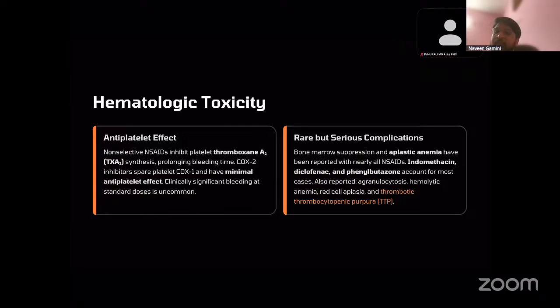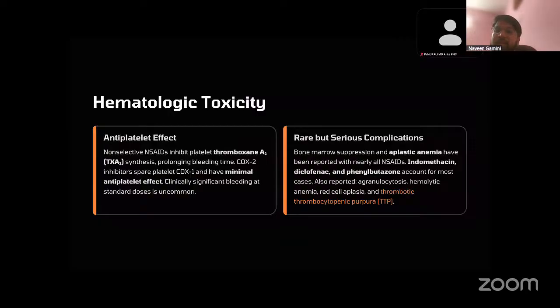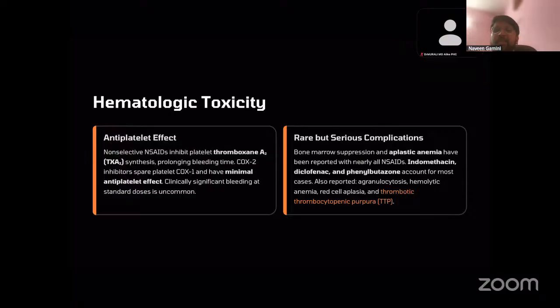Other than that, COX-2 inhibitors are on par with the non-specific NSAIDs in every other side effect or mechanism. Only in this scenario of antiplatelet effect does COX-2 have a minimal effect. So clinically significant bleeding at standard doses is uncommon. There are a few rare but serious hematologic complications, which are bone marrow suppression and aplastic anemia. Indomethacin and diclofenac account for most of these cases. Also, rare conditions like TTP, agranulocytosis, and hemolytic anemia can be seen.